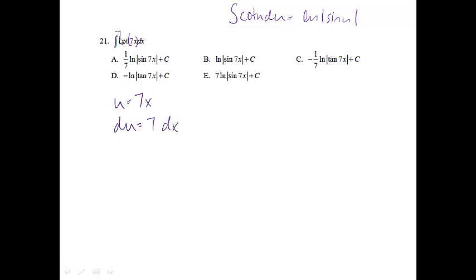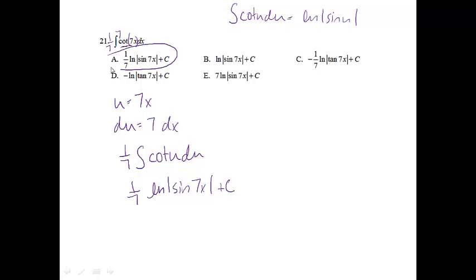I'm missing the 7, so I'll put a 7 on the inside. Undo it with the 1/7 on the outside. So if I rewrite this, I've done nothing with the cotangent, so it's still there. Cotangent u, and then everything else turned into du. And now I could just use that formula. It's just going to be 1/7 natural log of the sine of u plus c. And that's really all there was to it. And that should be option A.